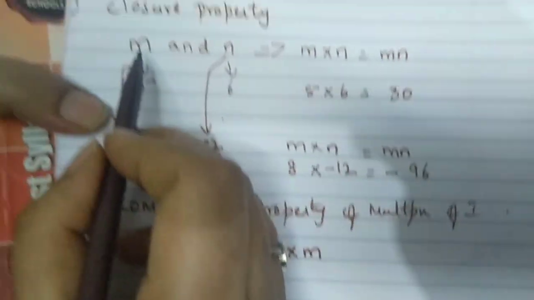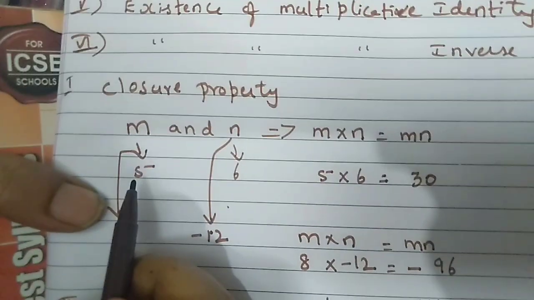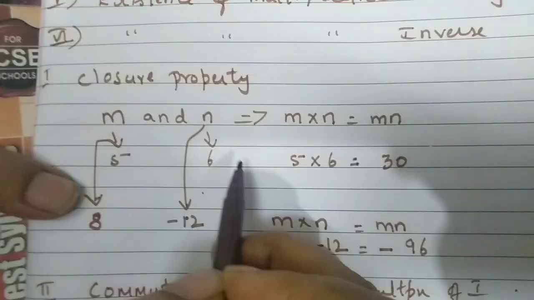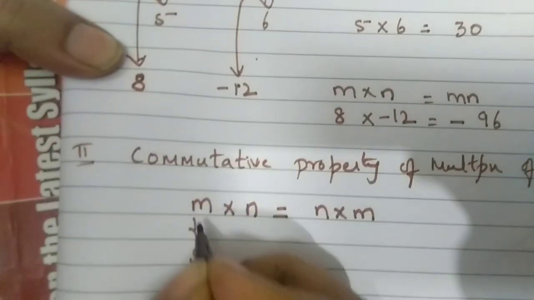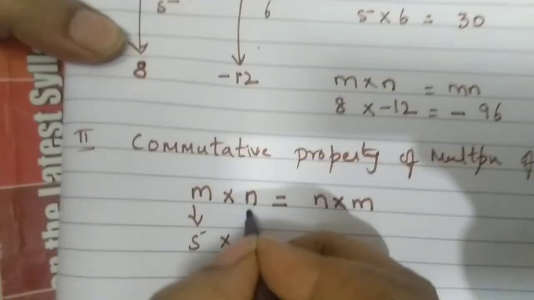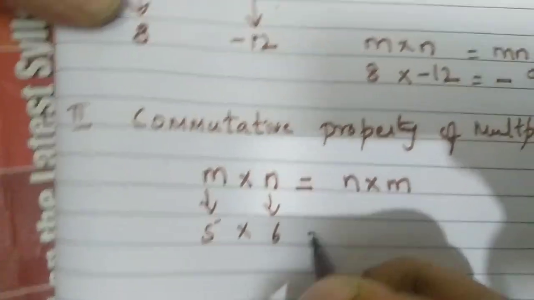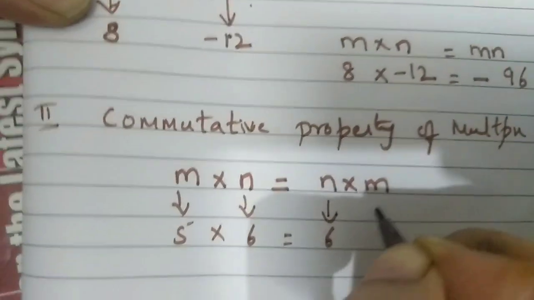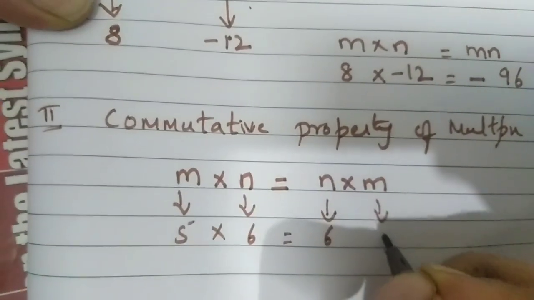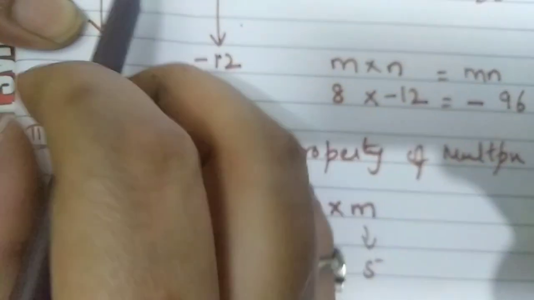So let's use the same above example. What was the value of m here? I took the value of m to be 5, and I took the value of n to be 6. Let's use the same examples. So let's substitute m with 5, and let's substitute n with 6. The value of n is 6 and the value of m is 5.